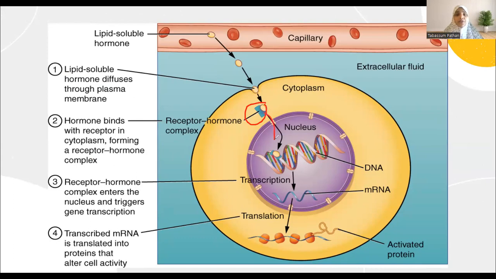Then it moves into the nucleus and triggers whatever gene or region of the genes needs to be activated for the protein to be synthesized. So transcription and translation will happen and the protein will be synthesized. This is just for your summary and recap. You can go through it and make a note of all the important points.